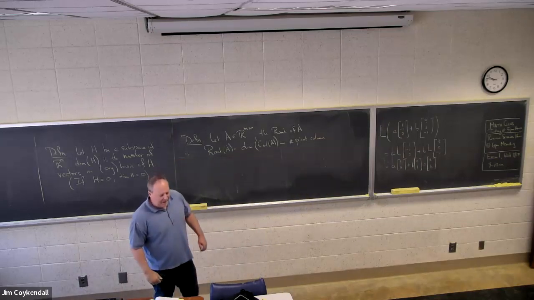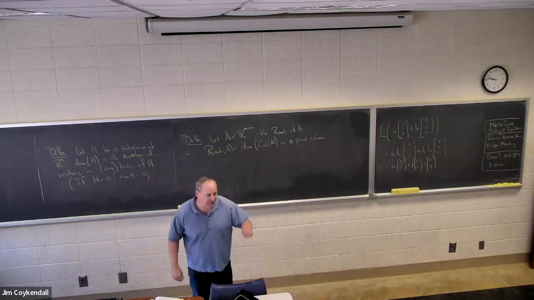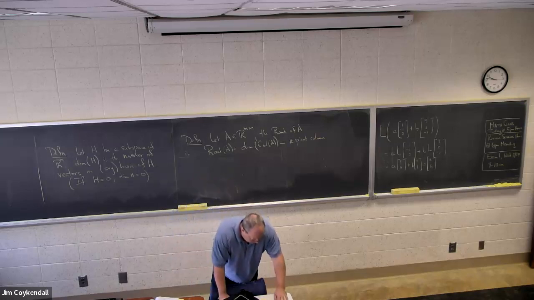So if I have an n by n matrix, if you hear me say the rank, what the rank means is it's the dimension of the column space, which is the same as the number of pivot columns.